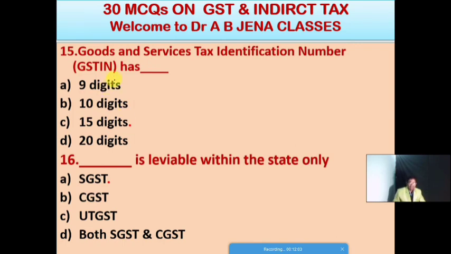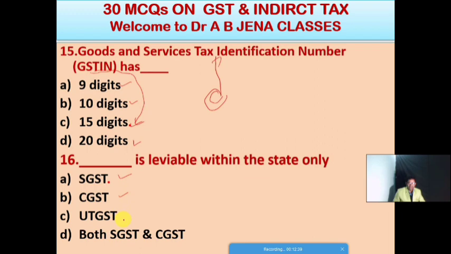Next MCQ. Goods and Services Tax Identification Number, or GSTIN, has how many digits? Option A 9 digits, option B 10 digits, option C 15 digits, option D 20 digits. So the right option is C for this MCQ. So GSTIN has how many digits? 15 digits.